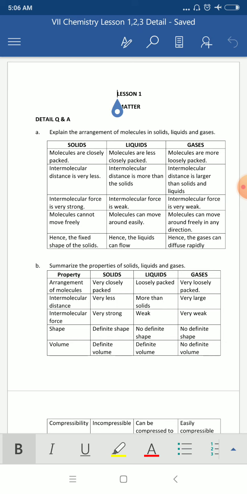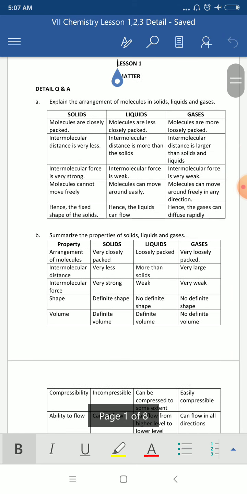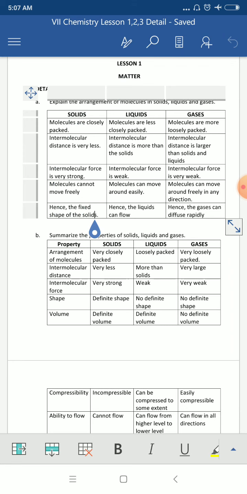Okay, the first question is explain the arrangement of molecules in solids and liquids. So we'll be talking about the molecules, how the molecules are packed, then the intermolecular distance, then the intermolecular force, and then our shape. Okay, so what happens?